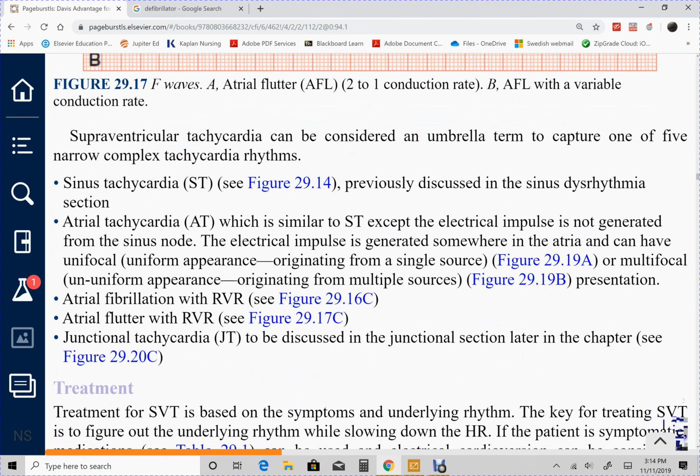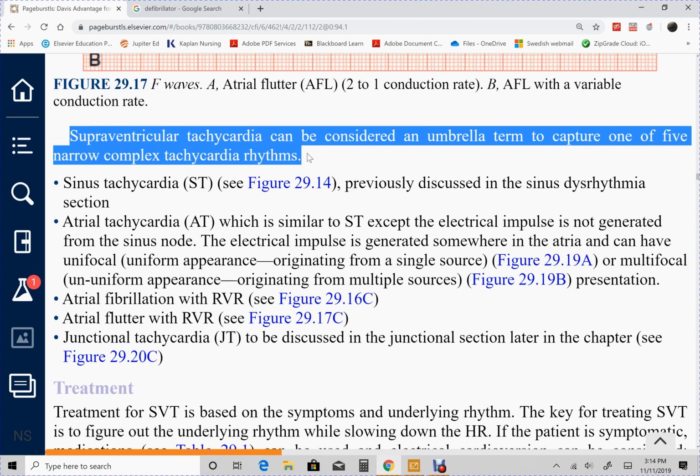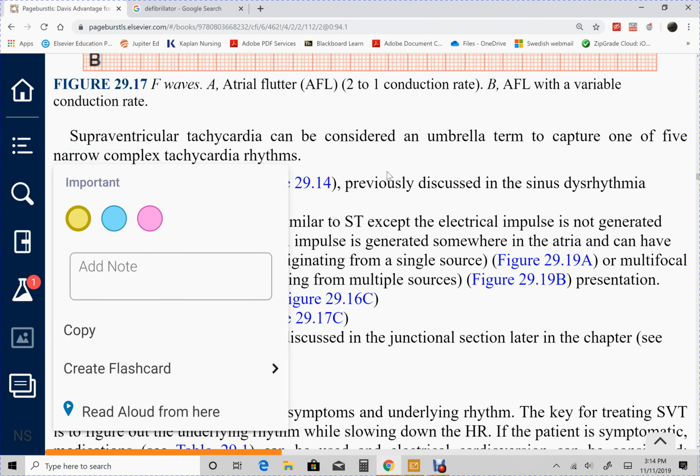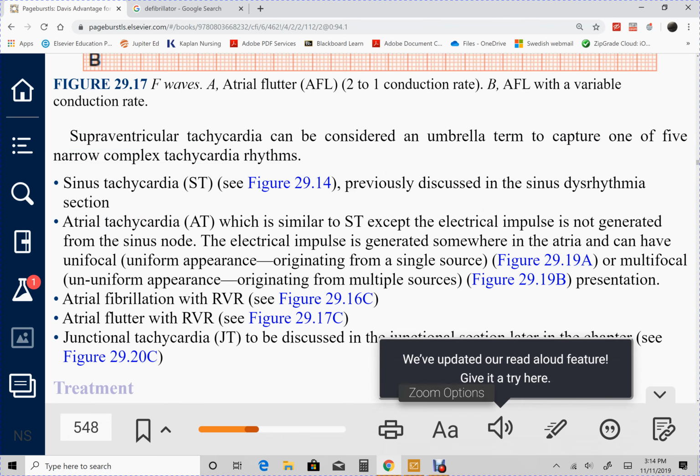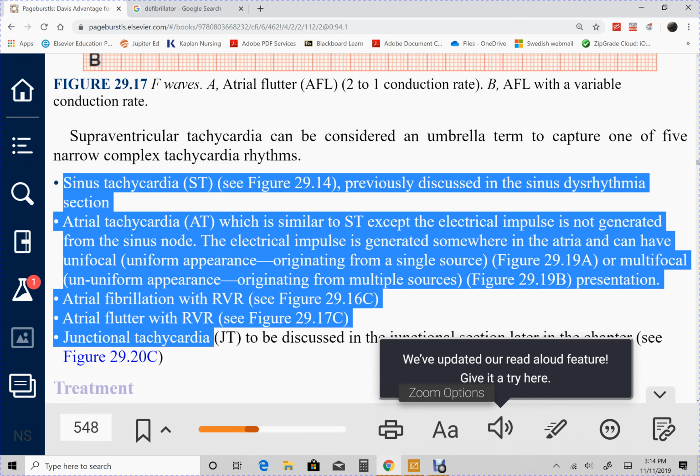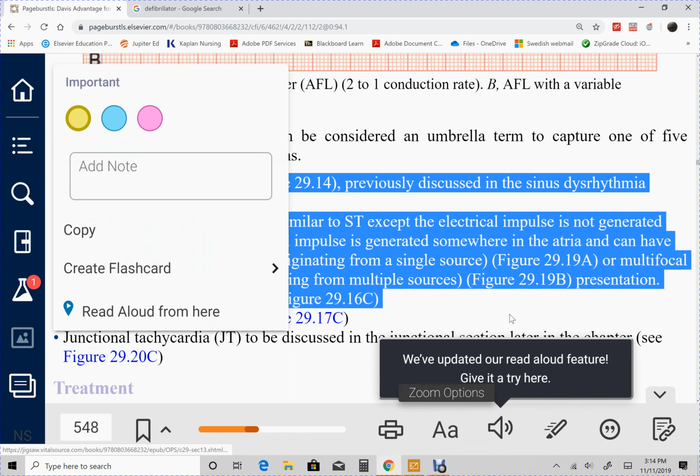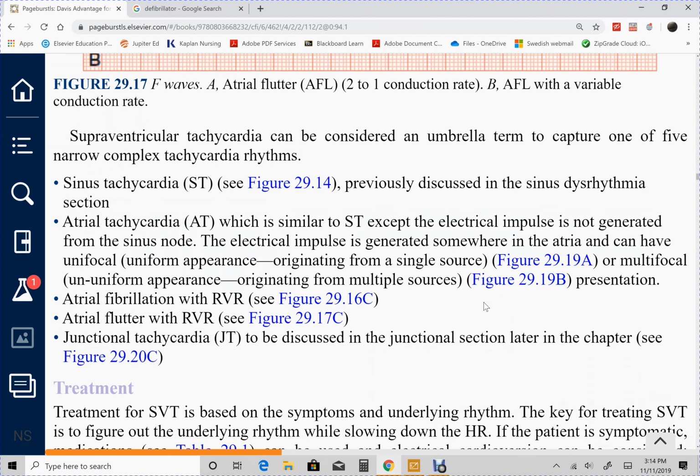Okay, SVT, the causes are as stated here. SVT can be considered an umbrella term to capture one of 5 narrow complex tachycardia rhythms. Since these are the other atrial dysrhythmias, that means the causes of SVT are similar to those causing the other atrial dysrhythmias, namely AFib and AFlutter, right?